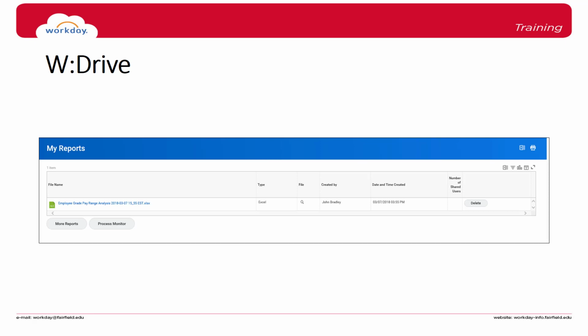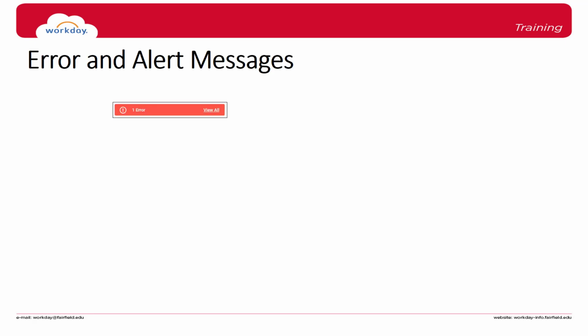Error and alert messages display at the top of the page or in the right-hand portion of the page when you scroll down. They typically identify the specific field or fields where information is missing, entered incorrectly, or in conflict with a system rule. Errors will not allow you to complete the task until you have fixed the error.